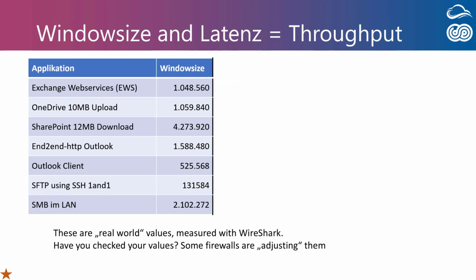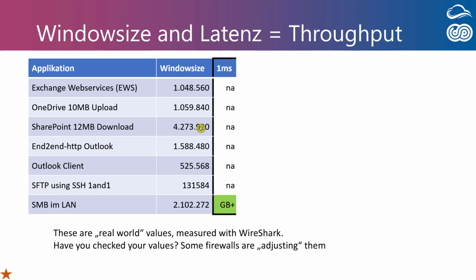And let's talk about what's reality. So I did my Wireshark, started some connections using Exchange Web Services, did an Outlook OneDrive upload, SharePoint download, some other stuff. And these are the window sizes which were negotiated. So a SharePoint download did a 4 megabyte window size.